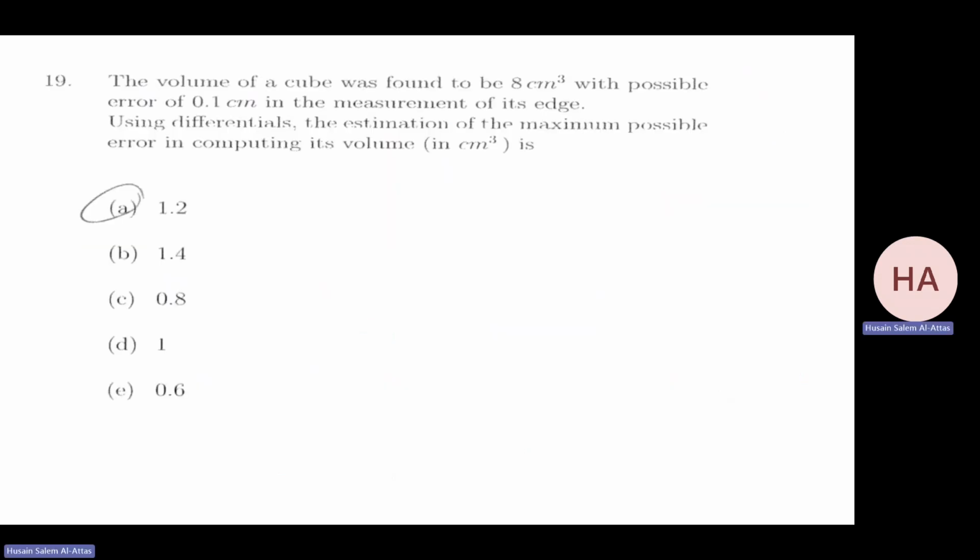The volume of the cube was found to be 8. This is the volume, it is 8. Possible error 0.1 of what? Measurement of its edge. So the edge, call it x, and the error in the edge is 0.1. Okay, use the differential to estimate the maximum possible error in computing the volume of the cube. I will find dv, the differential of v, the error.